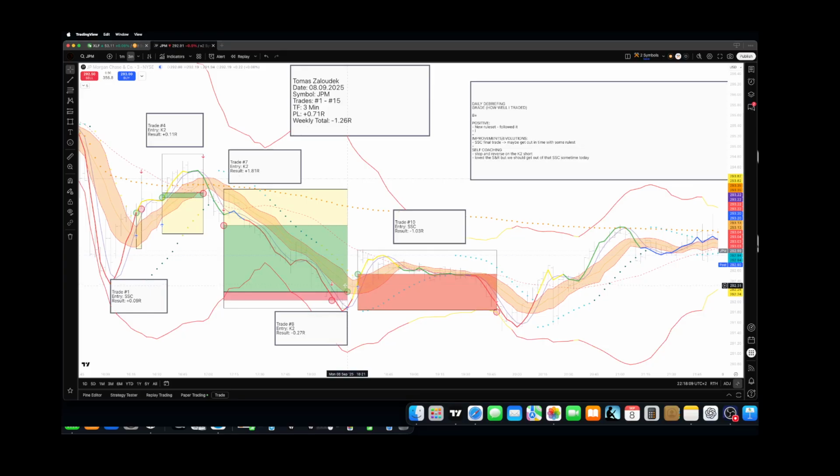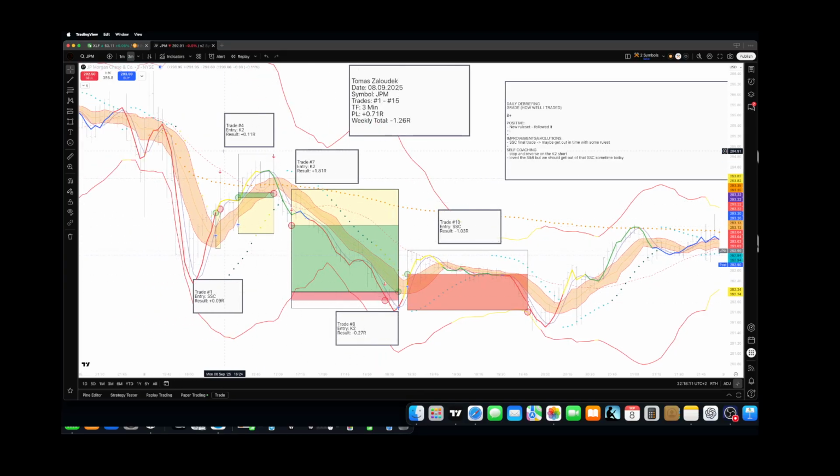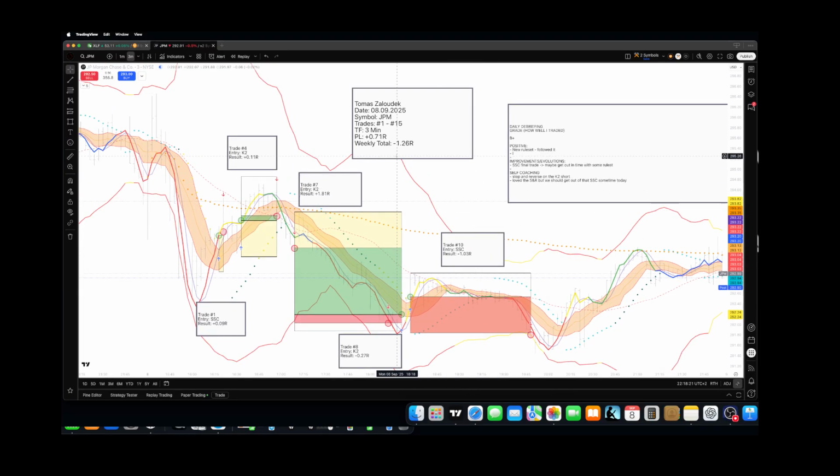Then I immediately stop and reverse because I see this huge sell-off in an SSC. And then it just goes into a sideways quiet channel, then breaks down. So I take about a minus 1.03 R loss. So overall, plus 0.71 R.